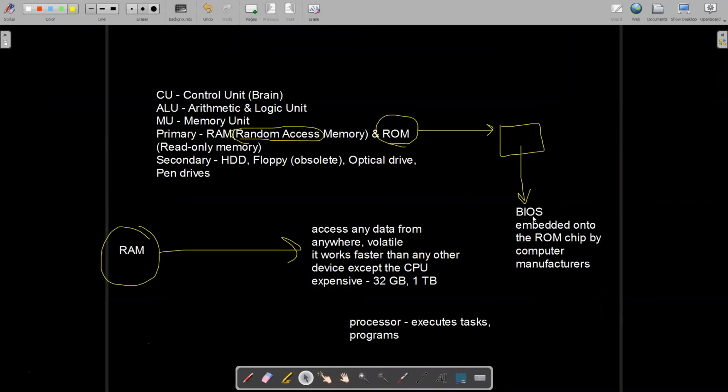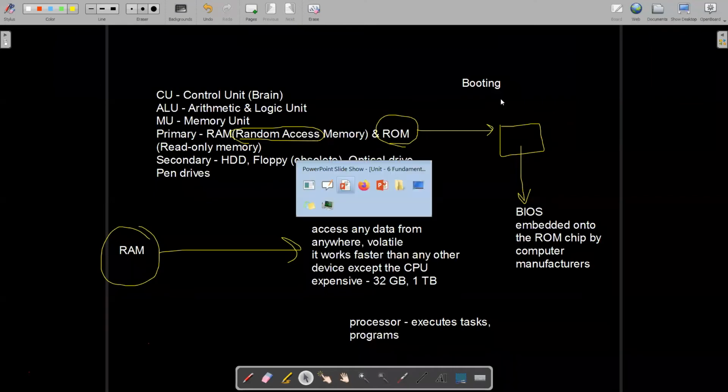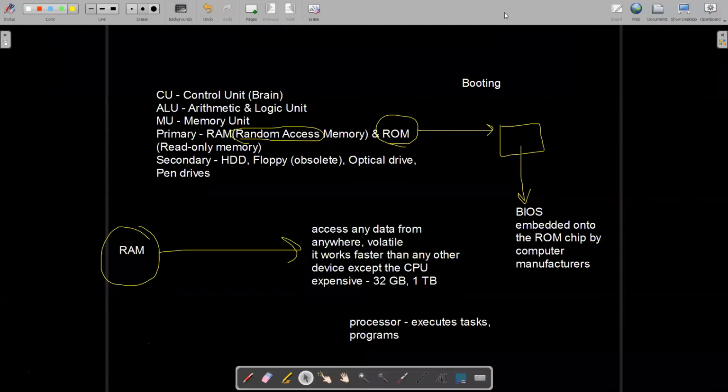So this ROM BIOS is used during booting up of the computer. When your computer starts, this ROM BIOS will perform a complete check of all the resources of your computer, and it will help your computer to start, that is to boot. Starting of a computer is termed as booting. Booting of the computer is the technical term for starting the computer. Got it?